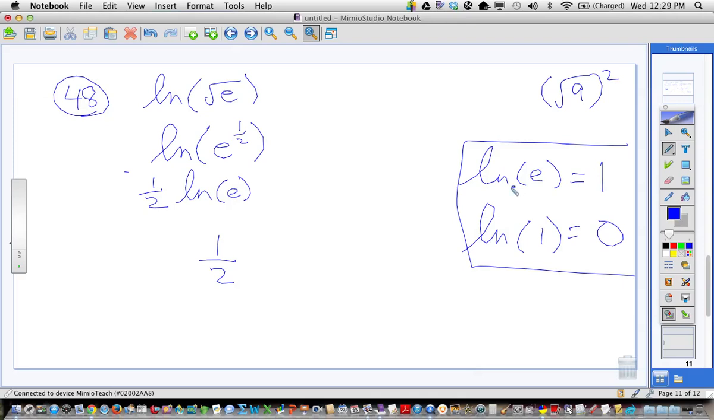Now, you can always think your way through it. You can remember that this is base e, e to the first is e, and e to the 0 is 1. So you can think your way through those, but it's best if we just know those two facts. Okay, so there's one there.